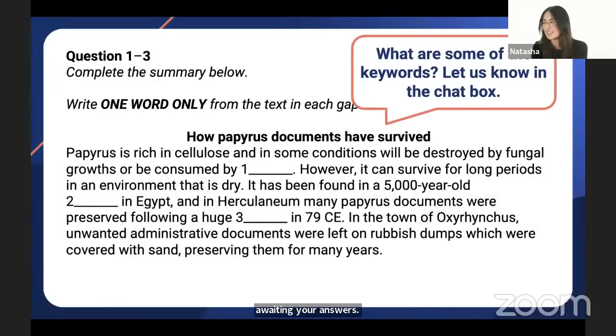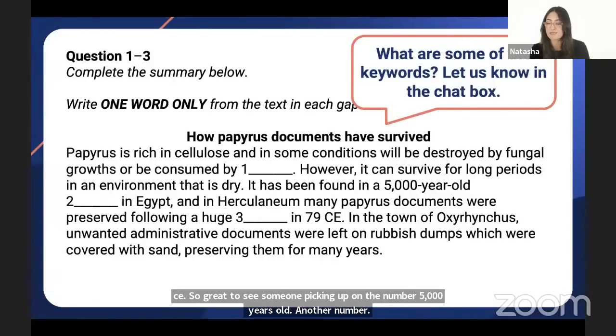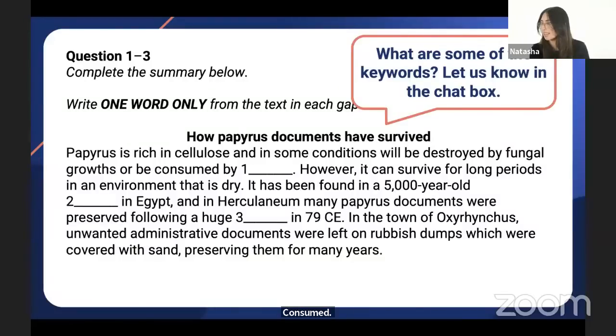Papyrus, cellulose, excellent. Fungal growths, 79 CE. So great to see someone picking up on the number. 5,000 years old, another number. Consumed, excellent. Someone's picked up on a verb there that comes before the blank. Great. Egypt, yes.